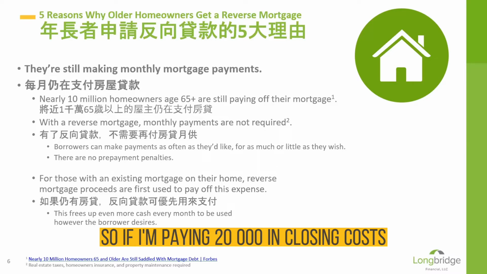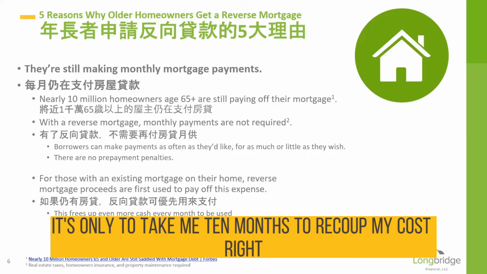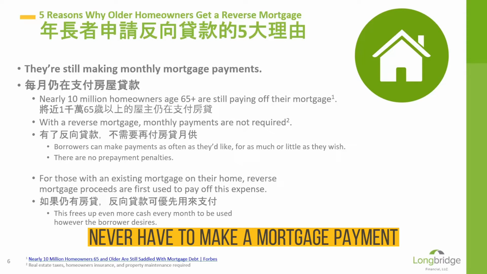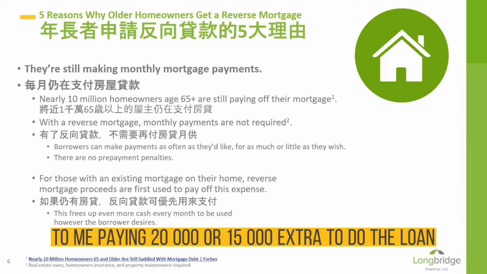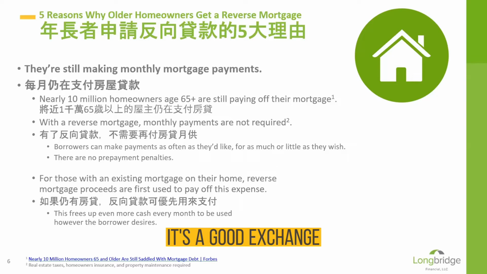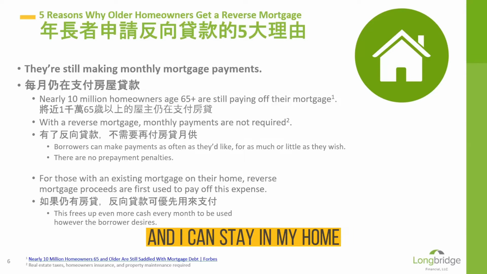So, if I'm paying $20,000 in closing costs but I'm saving $2,000 a month, it's only going to take me 10 months to recoup my cost, right? Number one. So if I can live in my home forever, never have to make a mortgage payment, and all I have to do is stay in my home, to me, paying $20,000 or $15,000 extra to do the loan, while receiving all the benefits, it's a good exchange. I'm paying X amount of money to eliminate my mortgage payment, and I can stay in my home.